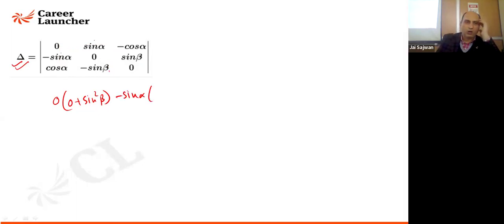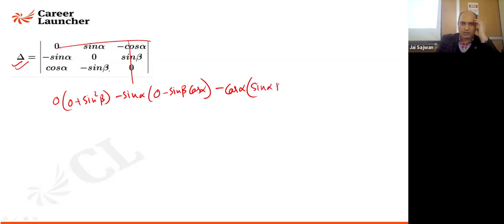Minus sin alpha. I'll not take this column, this row. So this is 0 into anything is 0, minus sin beta into cos alpha. Am I right? So this is also gone. Then I'll be taking the third value. What is the third value? It is minus cos alpha. This is sin alpha, sin beta, minus 0. So this is 0. So I'll say this is sin alpha sin beta cos alpha minus sin alpha sin beta cos alpha.